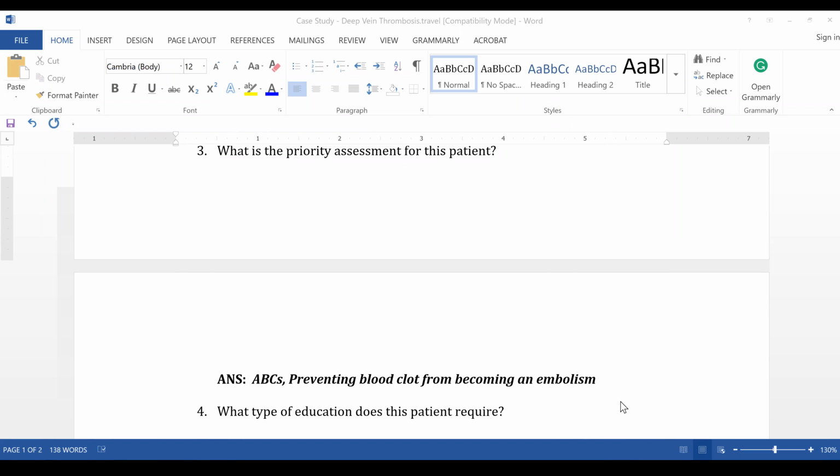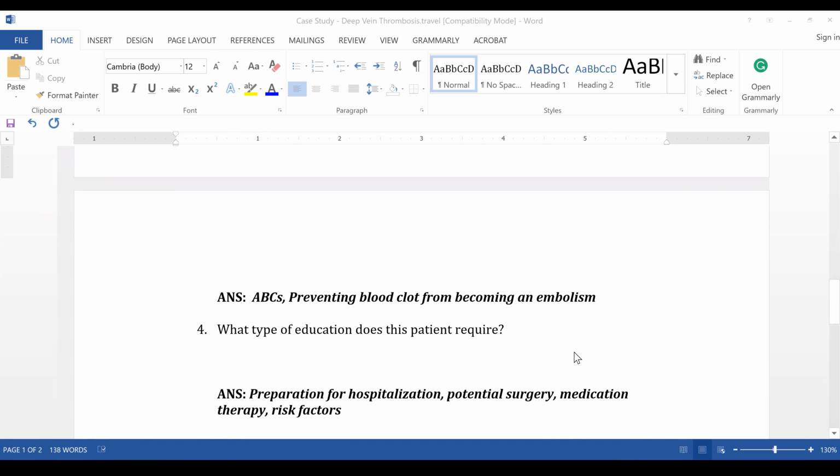So keep moving, moving legs, diet, stop smoking. If so, chair exercises, they can do that. Moving, especially on the plane, frequently get up during the flight. All of those are good ones. So for this person, they're going to need hospitalization because they may need to fix it, or they're going to have to treat it. Potential surgery, depending on medications and risk factors.